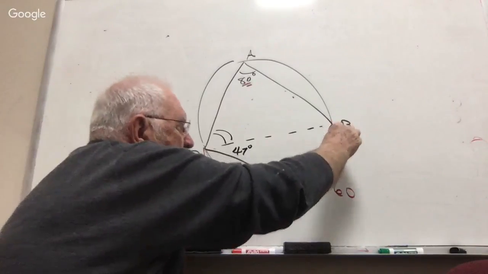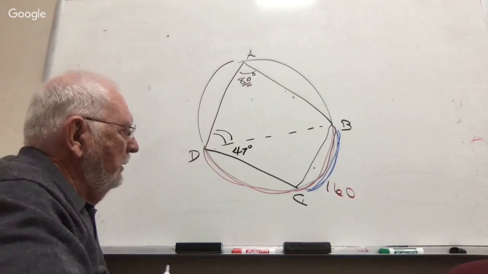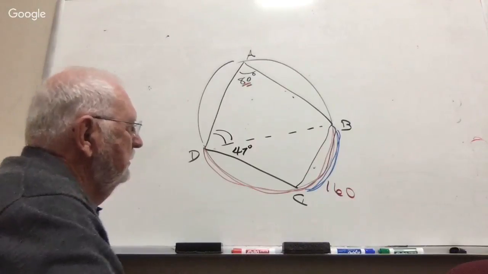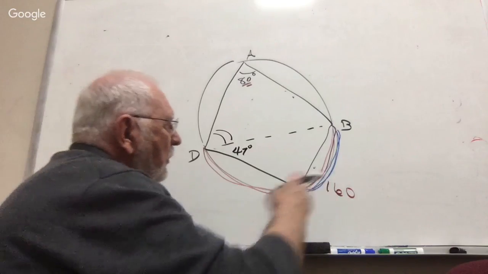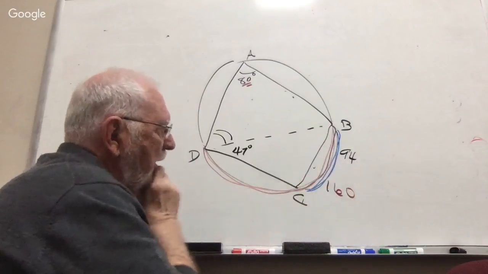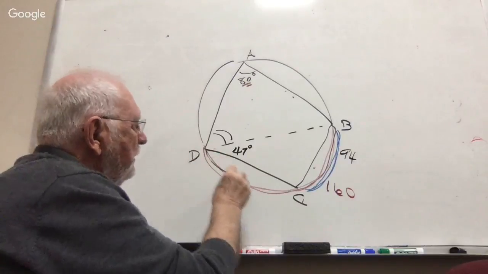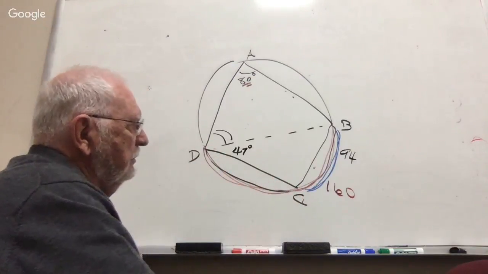Doesn't it cut off this arc? Oh, so that would be double 47, which is 94. So if this whole thing is 160 and that part's 94, then that makes how much for this one? So 160 minus 94 is 66. So arc DC is 66.